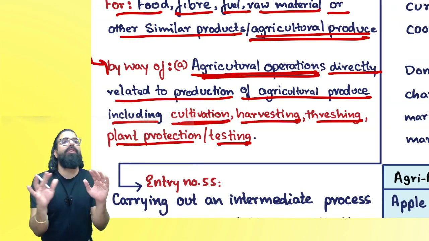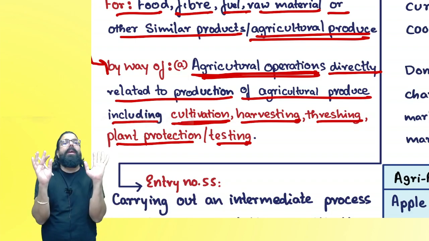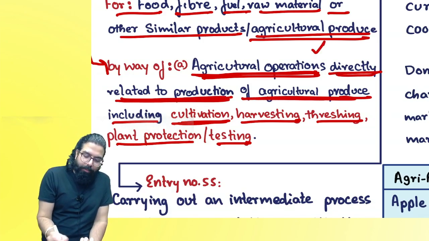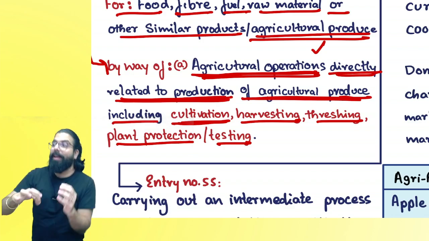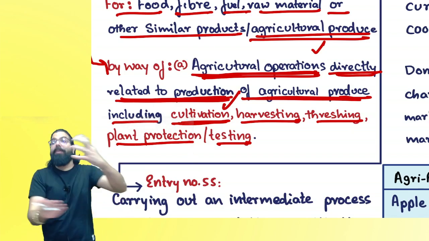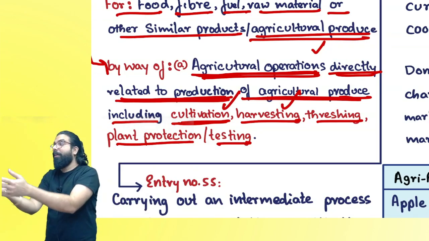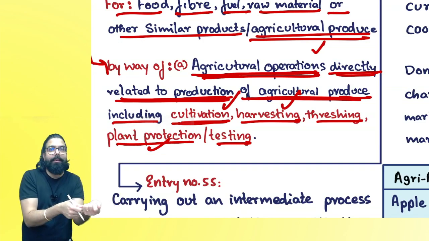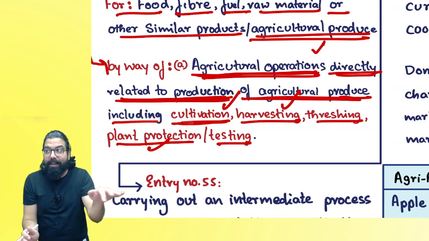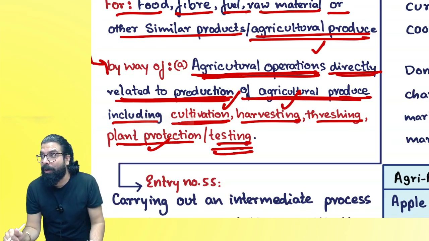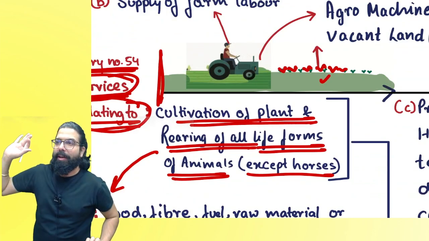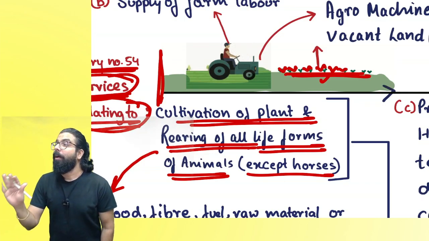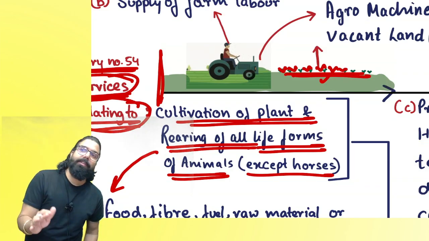Agricultural operation which you are going to do in the agricultural farm. If you are taking services in relation to agricultural operation directly related to production of the agricultural produce, might be cultivation related services, harvesting related services, threshing related services. Plant protection, fumigation in the agricultural farm, so that the pesticide smoke is put in the agricultural farm. Then testing, soil testing, etc. Remember, government is supporting agriculture extensively. When you are doing all these services, including cultivation, threshing, plant protection, all these services will be exempted.